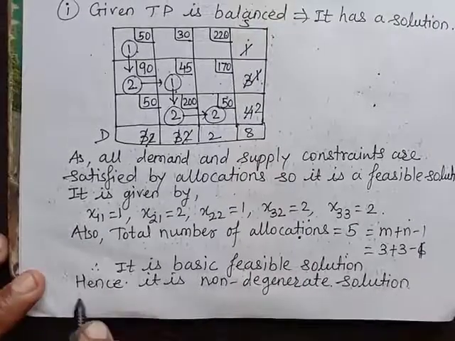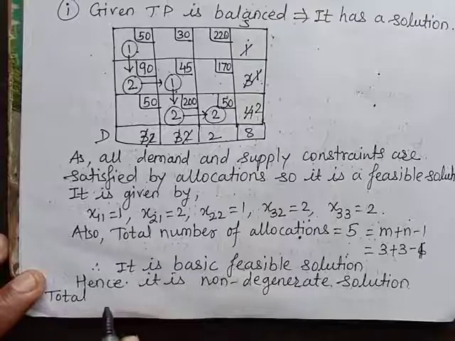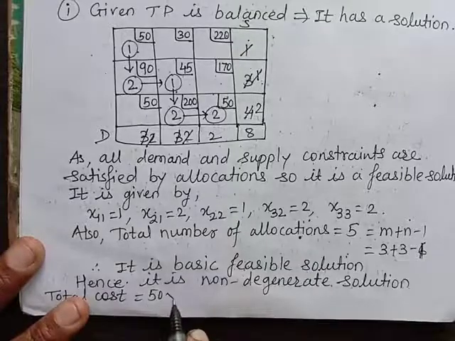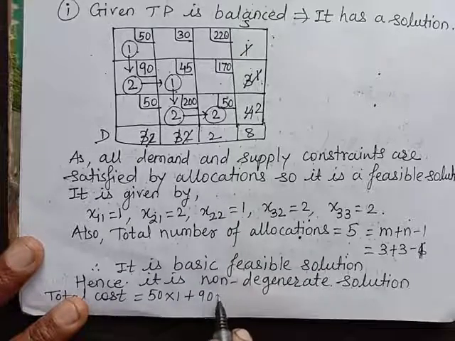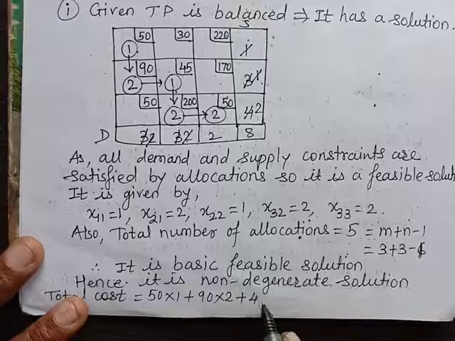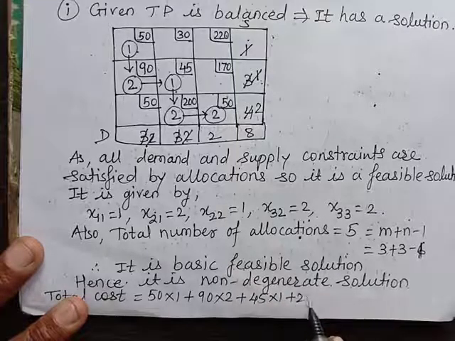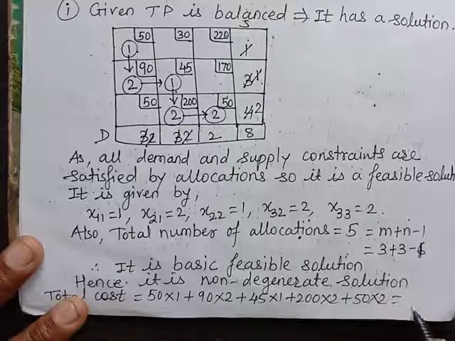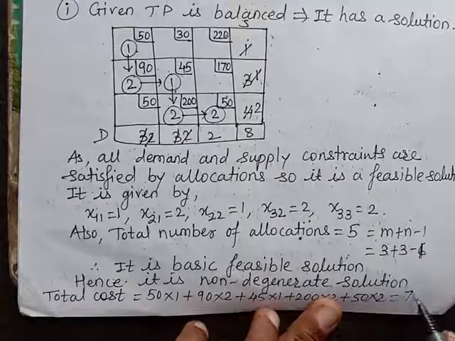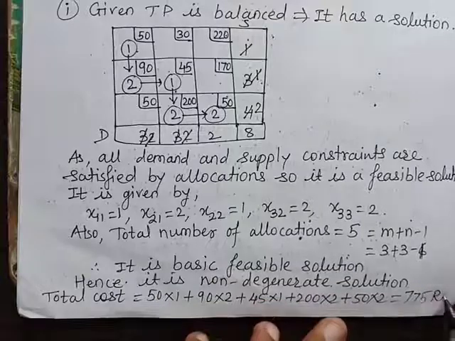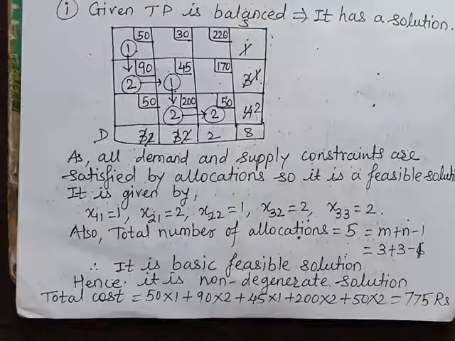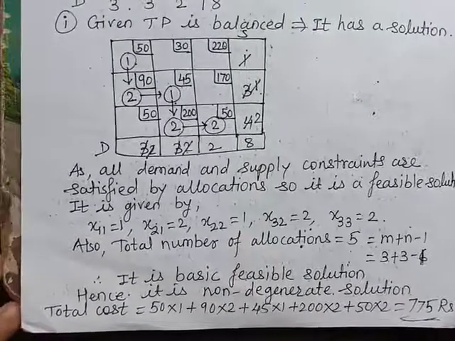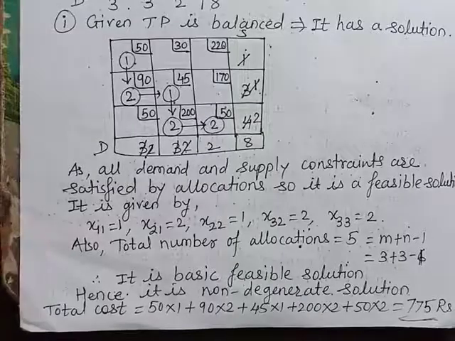And it has total cost equal to 50 into 1 plus 90 into 2 plus 45 into 1 plus 200 into 2 plus 50 into 2, and that sum is 775 rupees. Now this is using what? Northwest corner. Now let's solve the same one using VAM.